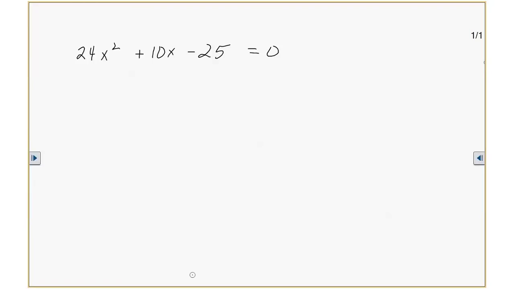Now, the first thing some of y'all might think is you can factor out a 2 or whatever. And yeah, that's okay. But to complete the square, we're going to factor out that 24. So it's going to make everything more difficult.